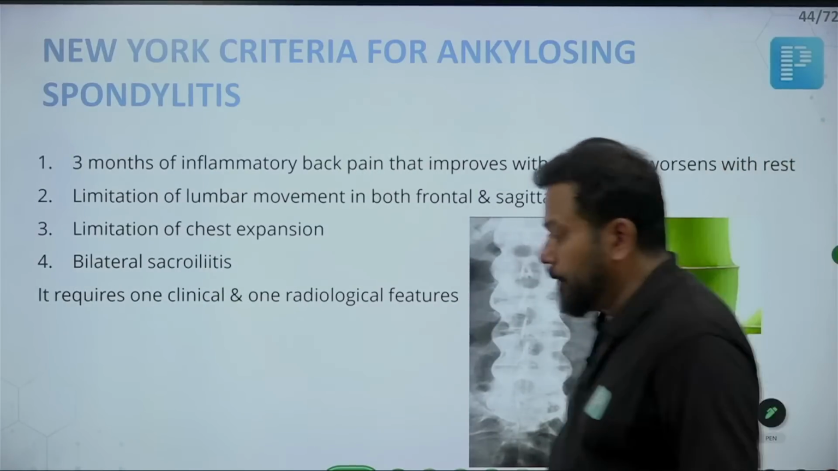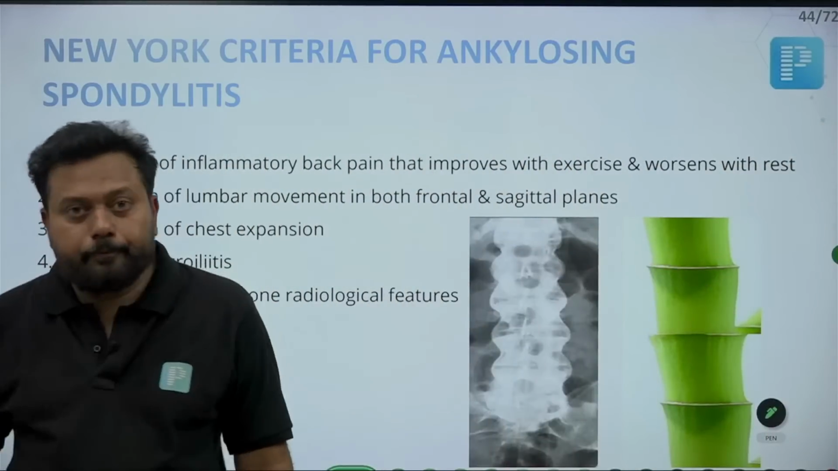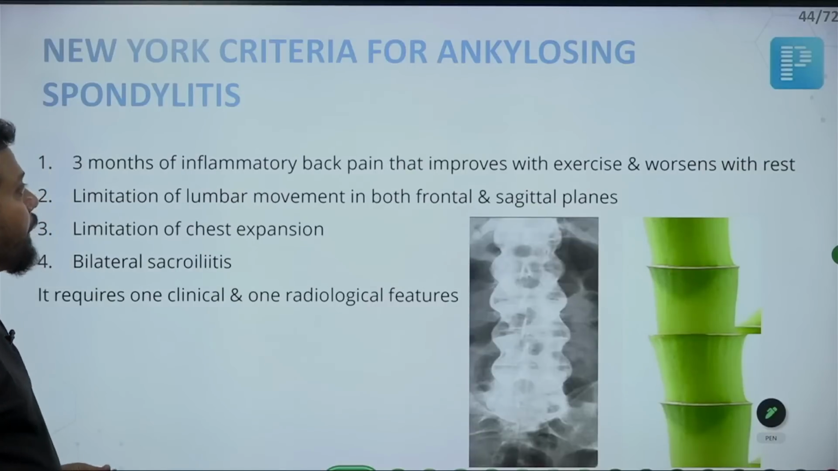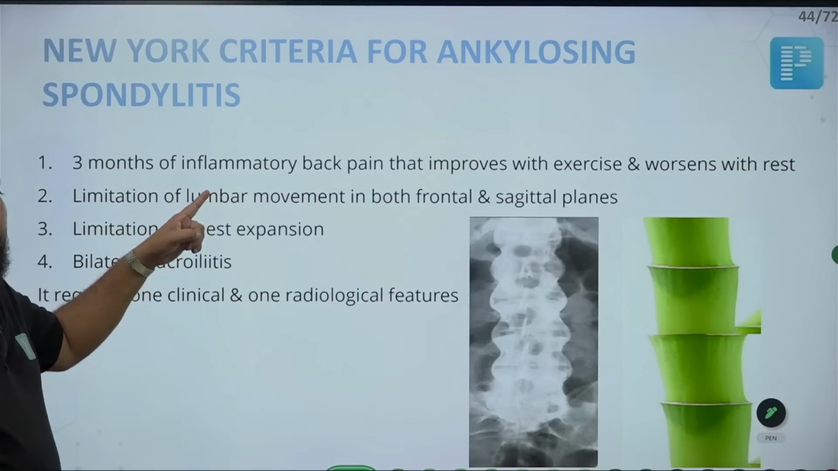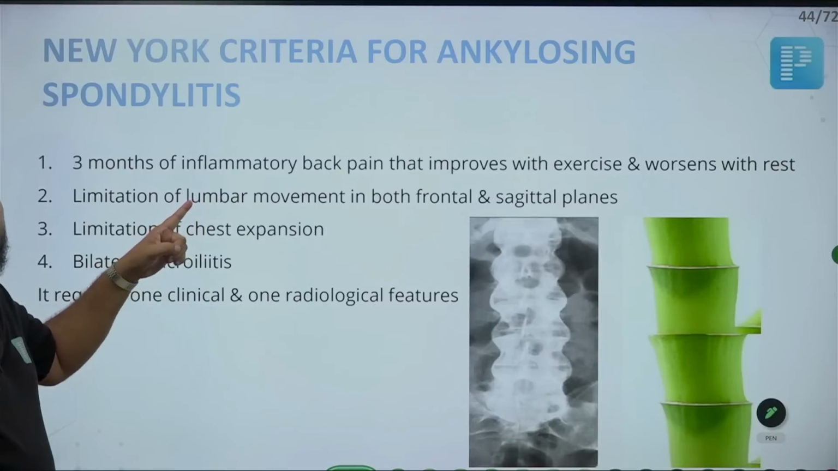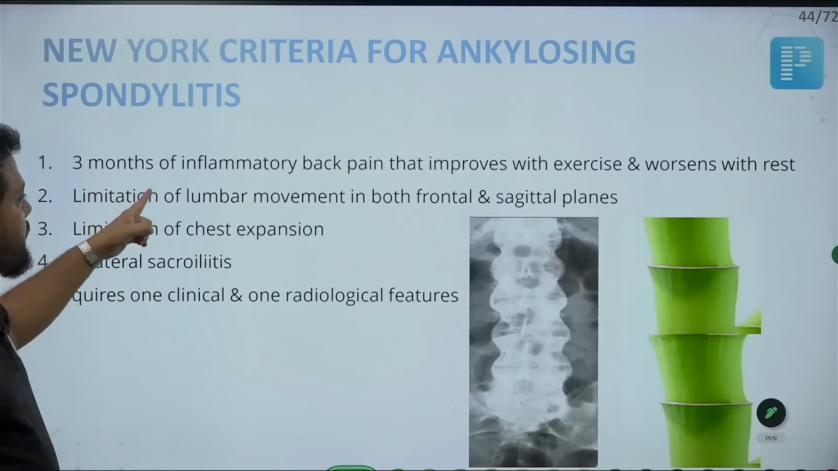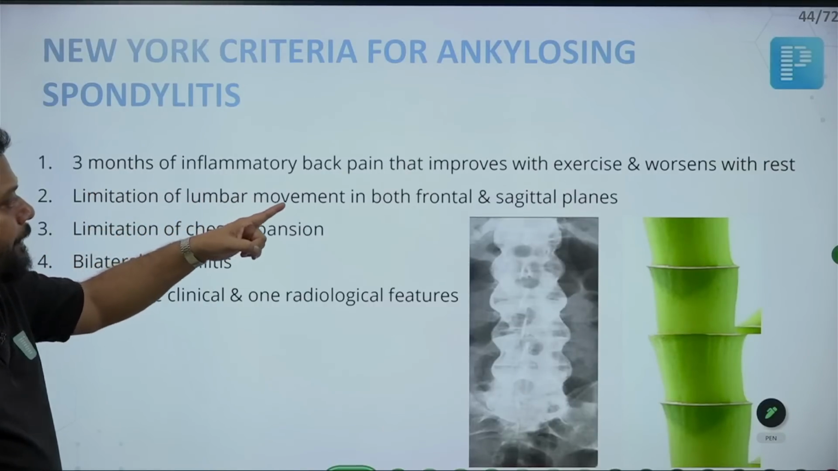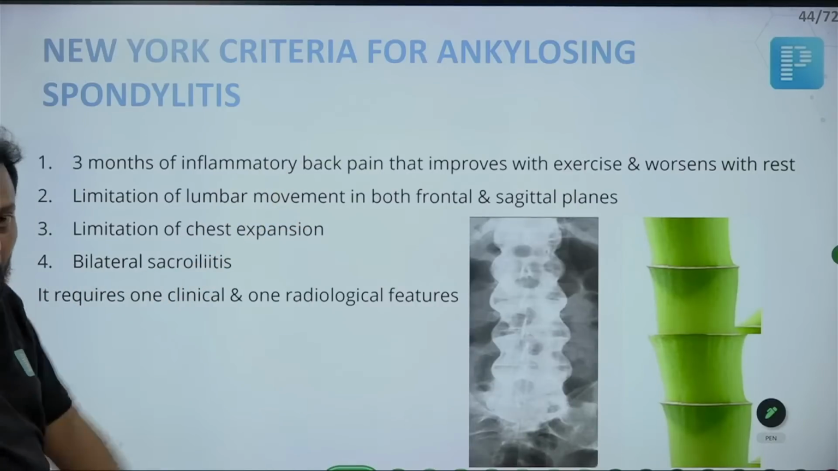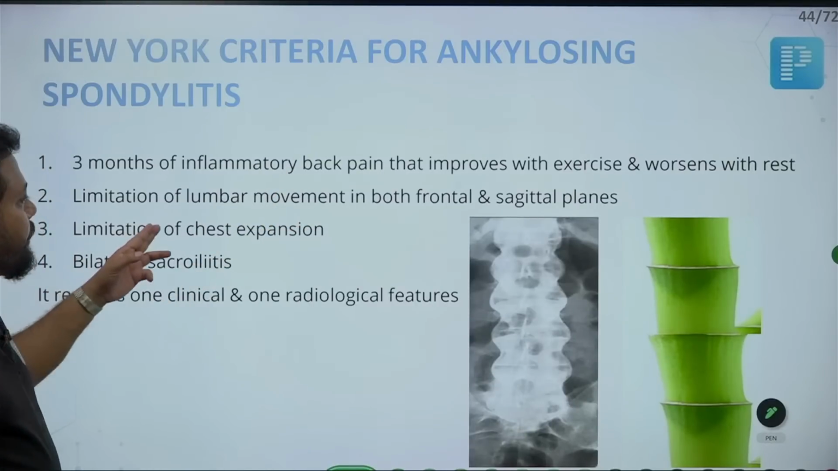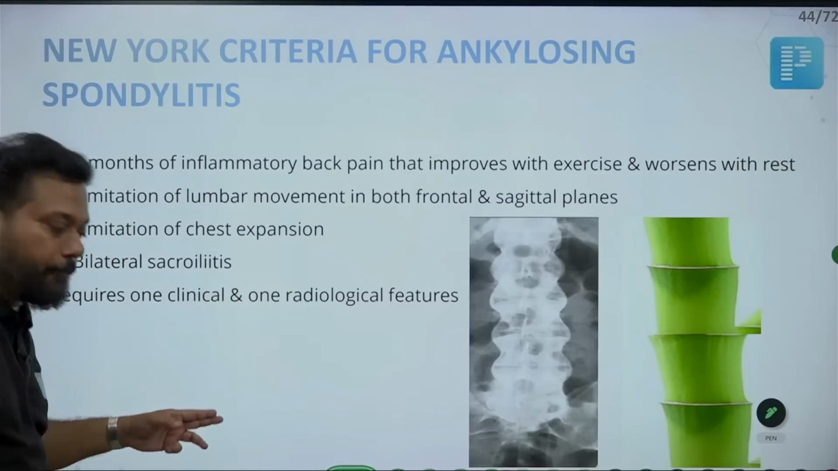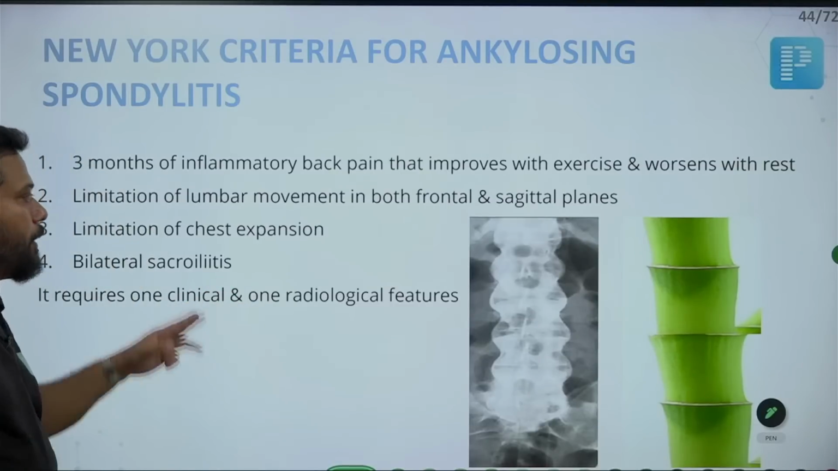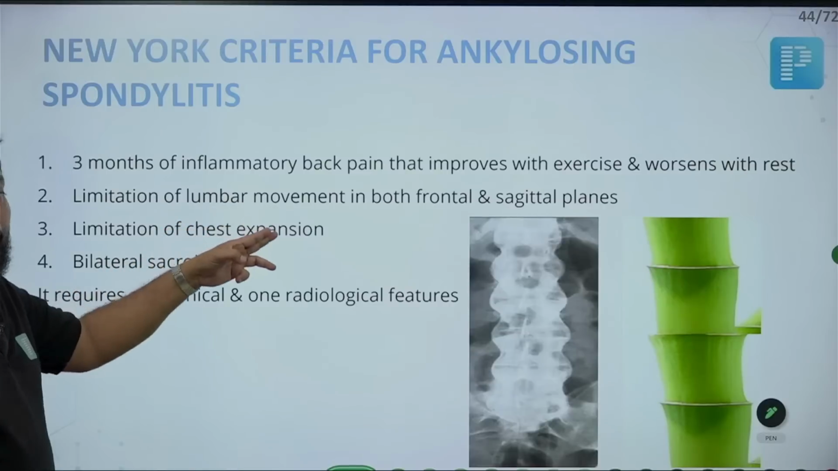You should know this criteria, the New York criteria for ankylosing spondylitis. Minimum of 3 months. In rheumatoid arthritis, all we say is 6 weeks. 3 months of inflammatory back pain that improves with exercise and worsens with rest. Golden point. Limitation of lumbar movement in both frontal and sagittal planes, front and back as well as sideways.